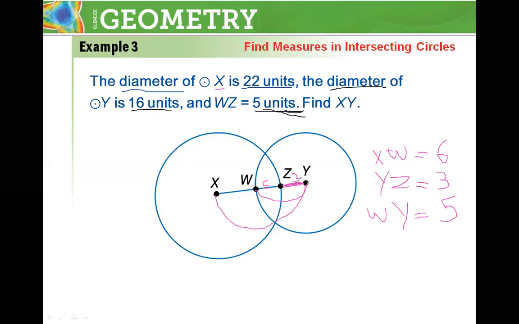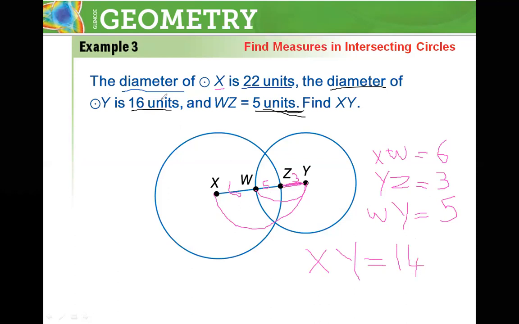So the total length of XY is 3 plus 5 plus 6. 3 plus 5 plus 6 equals what? Yes, equals 14. Excellent. So XY is equal to 14, the sum of the three lengths that we see together.